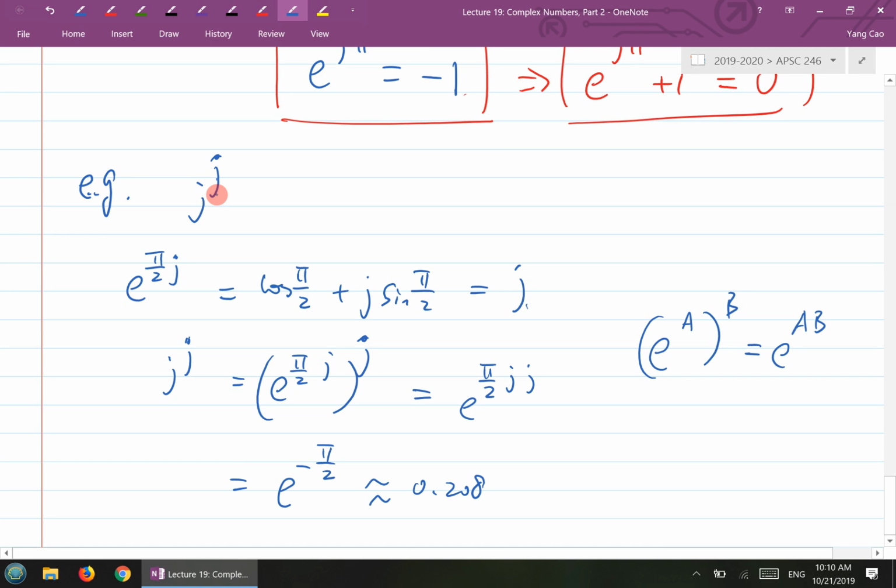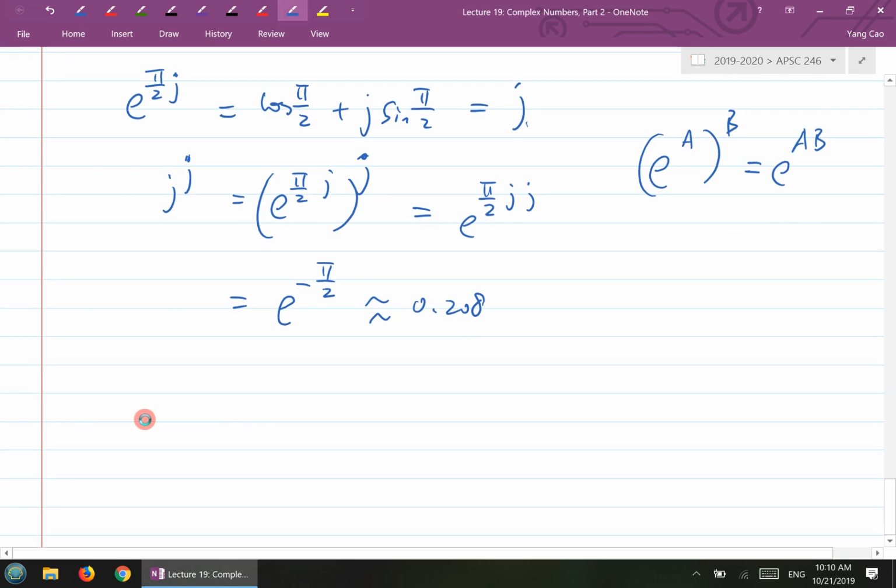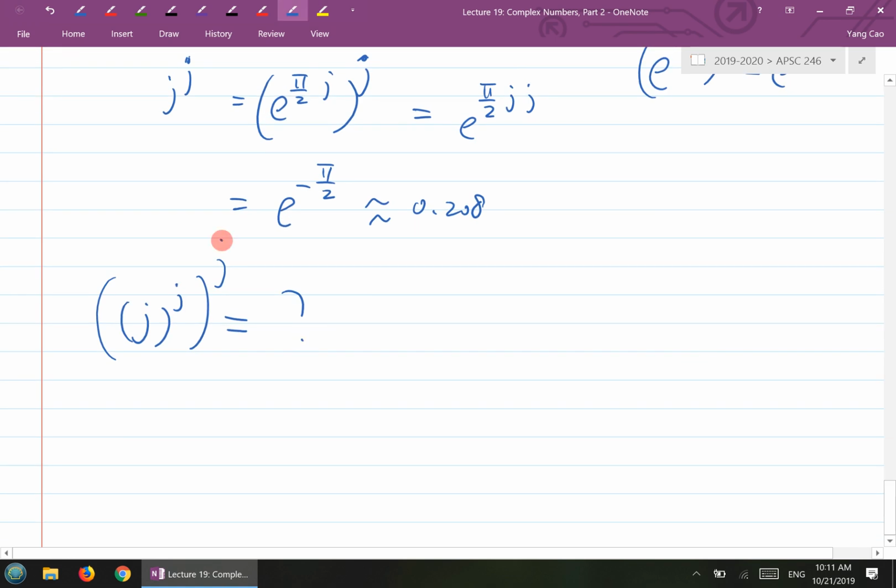Right. So I want you to try this. What is j to the power of j, and then to the power of j? And what does this equal to? Try yourself using Euler's formula. You can get the result out of here.